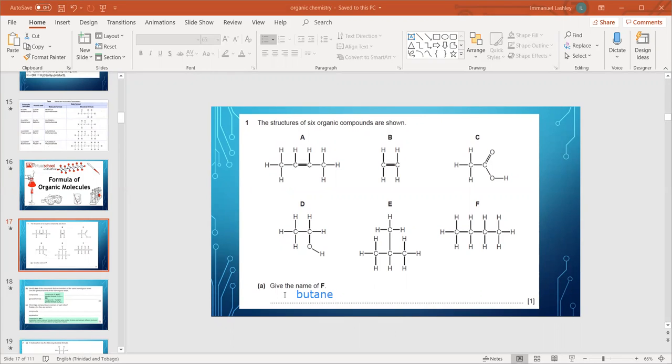Because there are 4 carbons present and there are no double bonds present. Which means to say that if there are 4 carbons, the prefix that will go with it is but, and the suffix that goes with it is the suffix for an alkane.